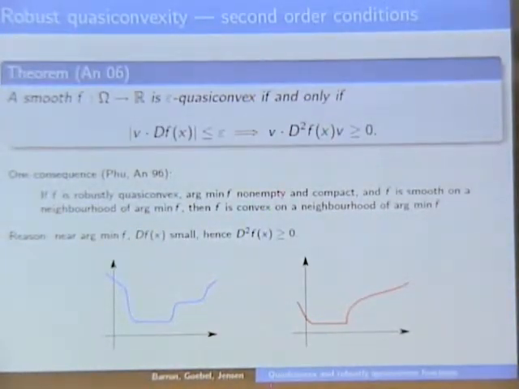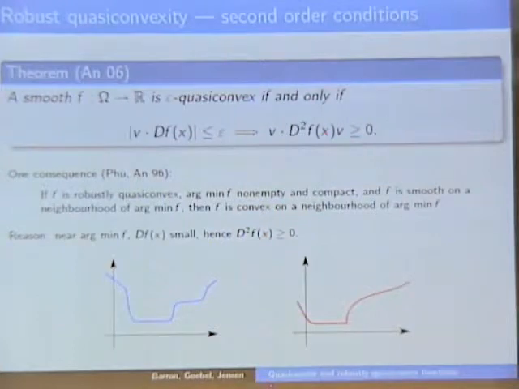Okay. First, going back to Ann 06, the necessary and sufficient condition for epsilon quasi-convexity is this. You look at all the directions perpendicular and not quite perpendicular to the gradient, and in these directions, you want the Hessian to be positive semi-definite. That's necessary and sufficient. A nice byproduct of this is that if you have a differentiable robustly quasi-convex function, then it's actually convex around its minimum.